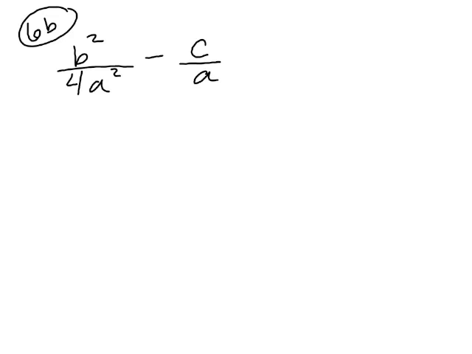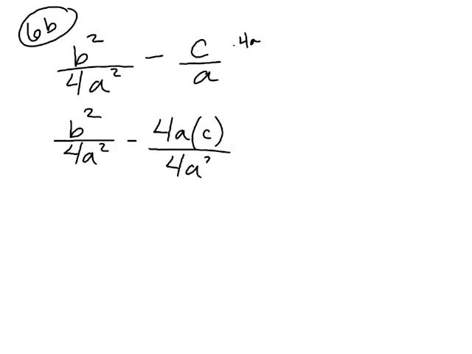Example 6b is b squared over 4a squared minus c over a. Okay, what does my common denominator need to be? 4a squared, so that's my simplest term. So I need to times everything over here by a 4a. So I have b squared over 4a squared minus 4a times c over 4a squared.